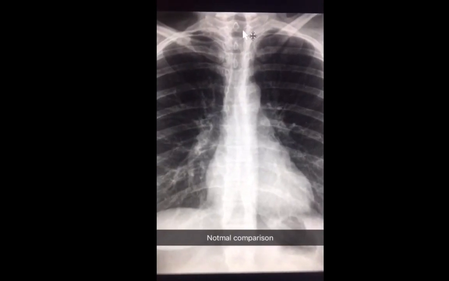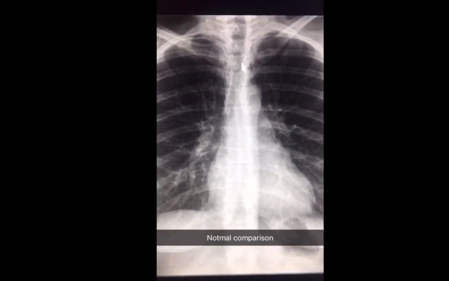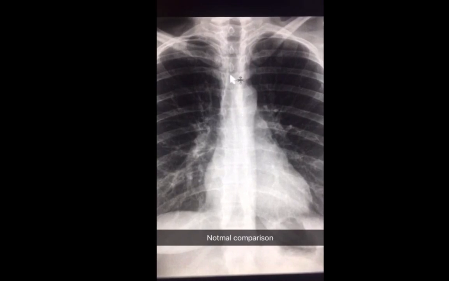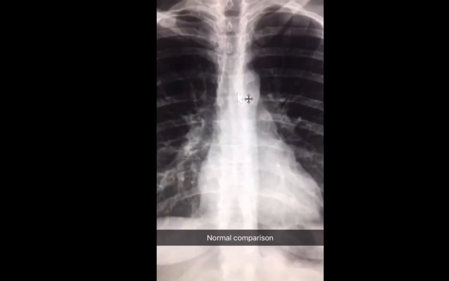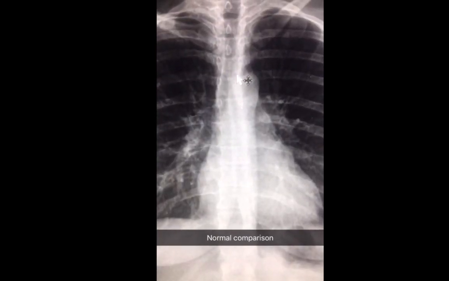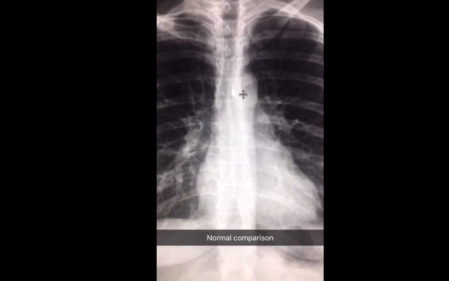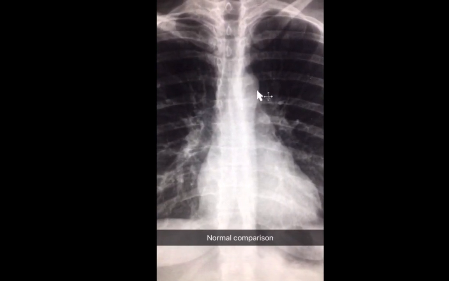Compare that appearance to this normal case. Notice how the trachea has a central course without deviation to the right or to the left. In a normal case, you may allow a little bit of impression from the left side of the trachea by the effect of the aortic arch, especially in elderly or hypertensive patients.